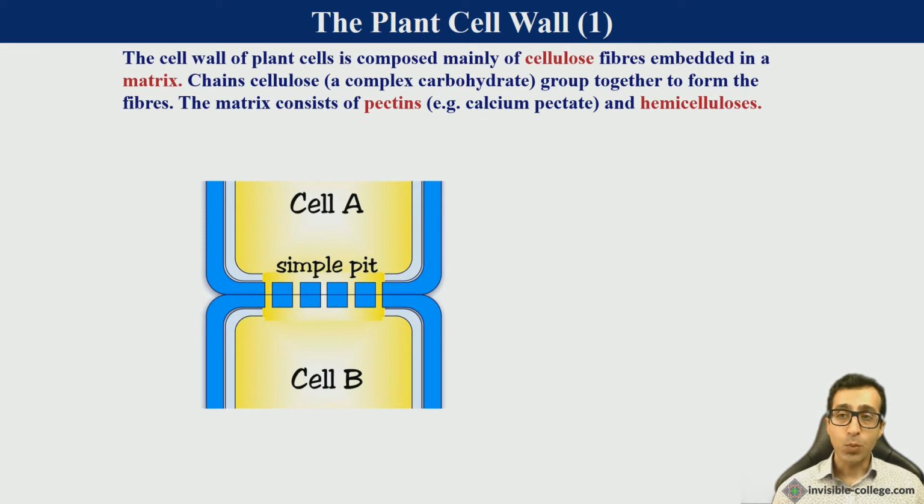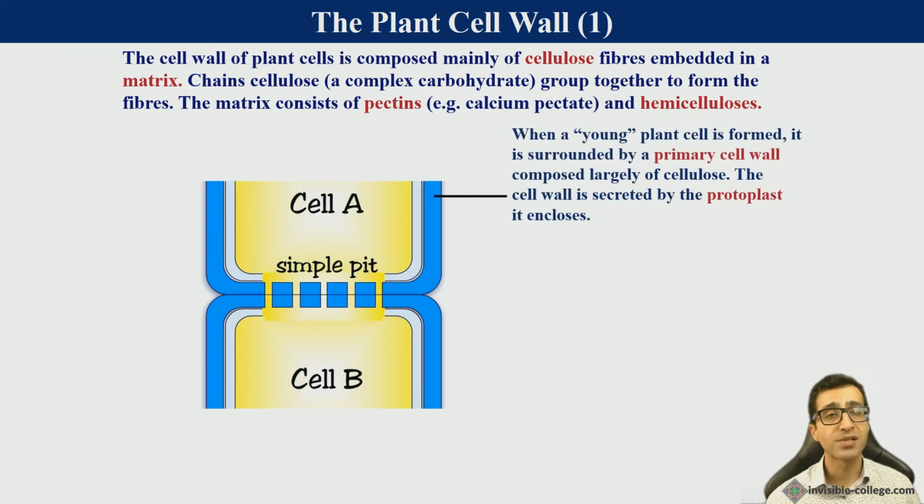The cell walls of plants are made up of cellulose, and the cellulose lays itself down as fibres, which overlay each other to form this fibrous cell wall structure. In the revision webinar on biological molecules, we went into the structure of cellulose in a lot more detail, but the matrix of the cell wall also consists of materials called pectins, such as calcium pectate, and also other materials called hemicelluloses.